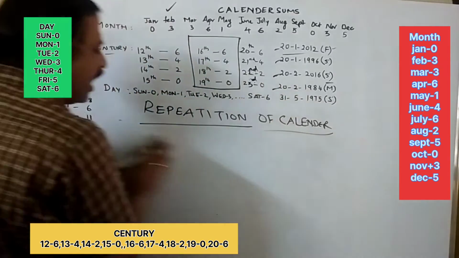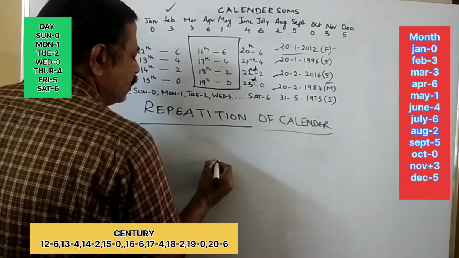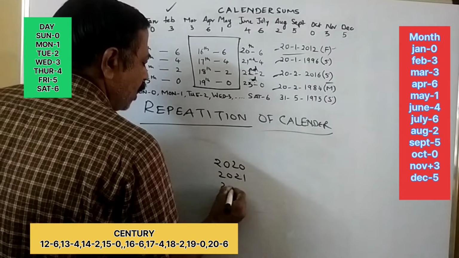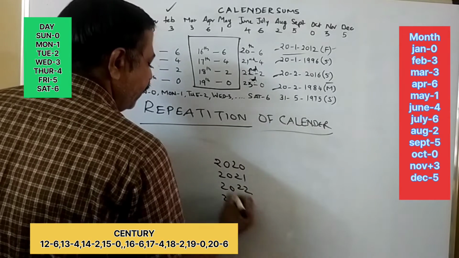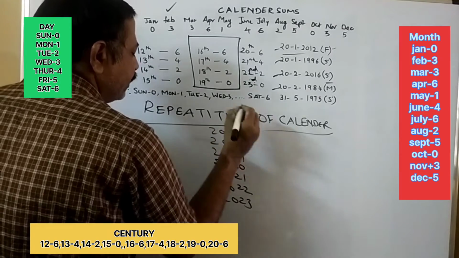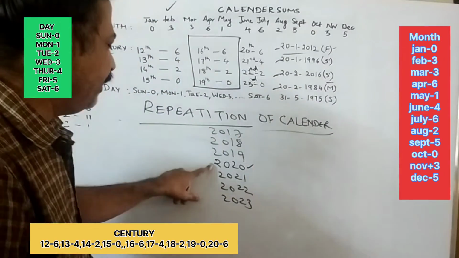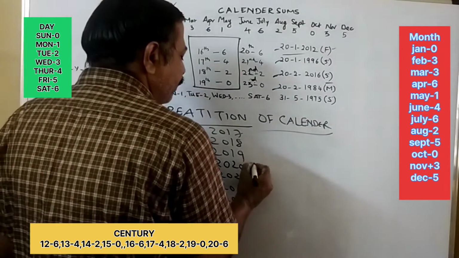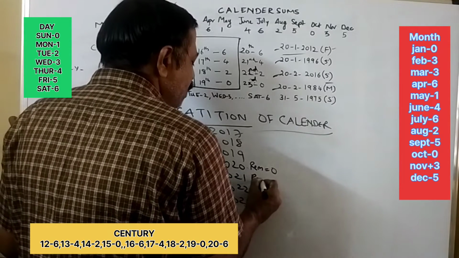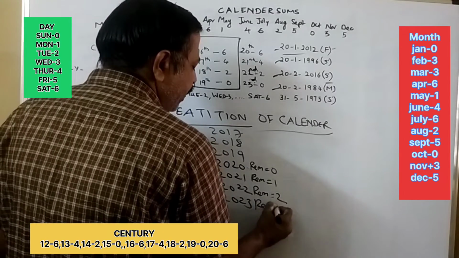So let us write some years. 2020, 2021, 2022, 2023, 2019, 2018, 2017. I have taken like this. For example, you know that this is a leap year. This is a leap year. Here the remainder will be 0. Remainder will be 0. Remainder will be 1. Remainder will be 2. Remainder will be 3.